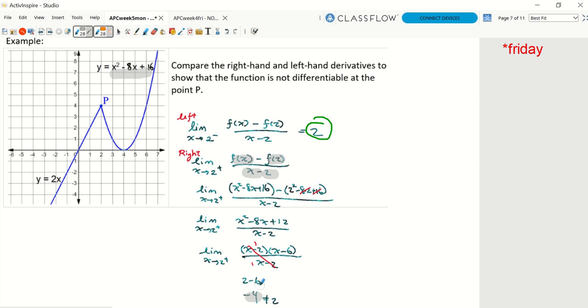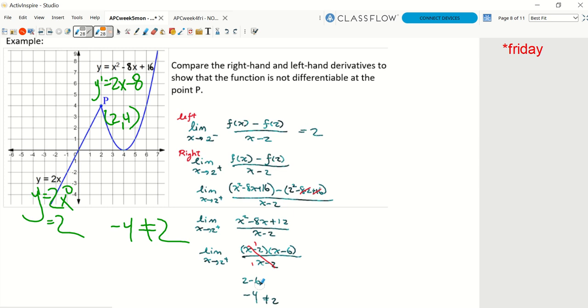There's a shortcut, though, using this new power rule. If you use the power rule on the original 2x right here, invisibly there's a 1 here. 1 brought over times a 2 is 2. 1 minus 1 is 0. x to the power 0 is 1. 2 times 1 is 2. Here, use the power rule, and you get 2x minus 8.